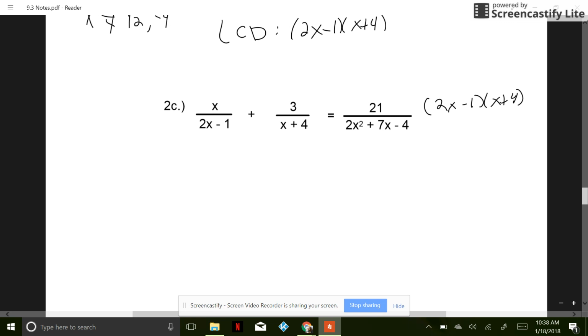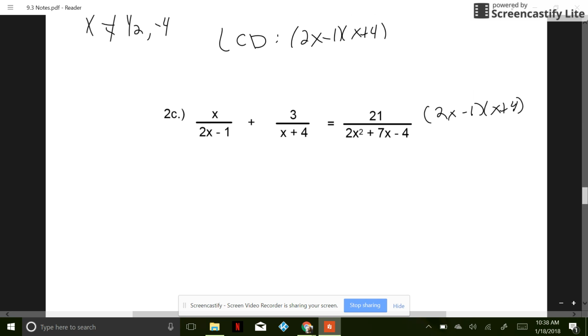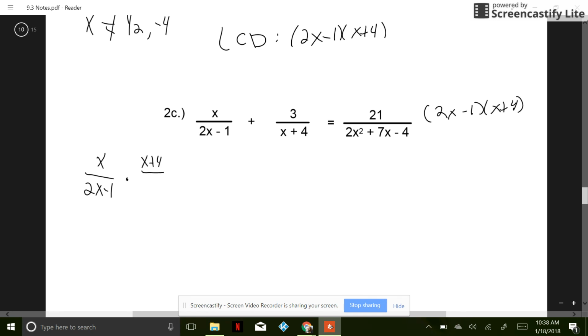So following my method here, I'm going to see what piece is missing from each of my fractions in our LCD. So the x over 2x minus 1 is missing the x plus 4 over x plus 4. The 3 over x plus 4 is missing the 2x minus 1. And then on the right-hand side, nothing's missing, so we'll just leave it the way it is.